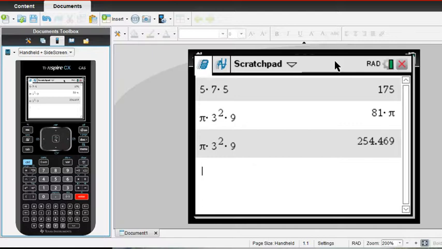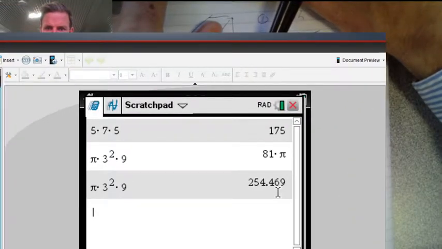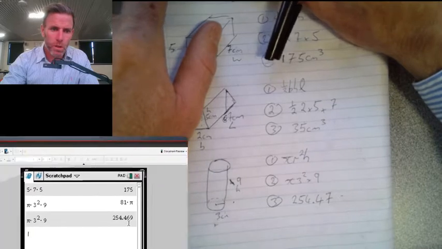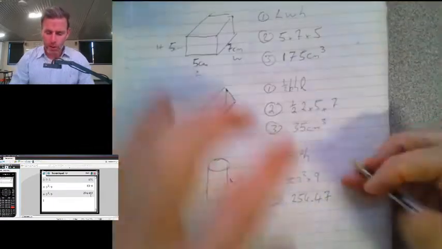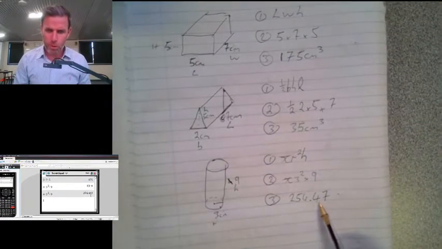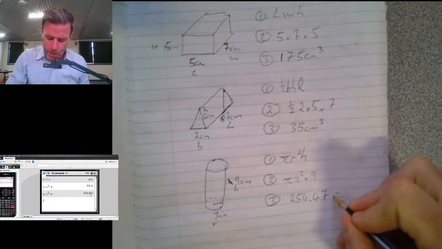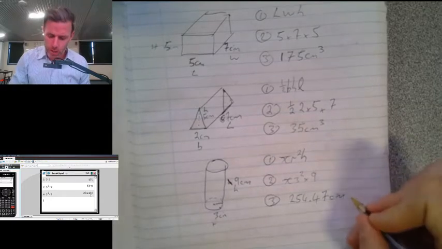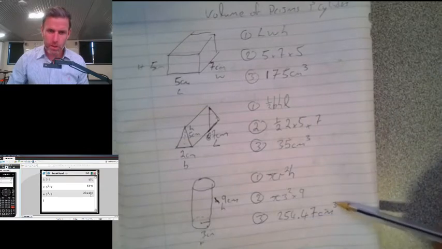So again here, if I come back to my page, you see I've already written in this answer. I've got the wrong screen here. How do I make that smaller? There's a lot going on. And I've actually already written in my answer here, so it's 254.47. And again here, I didn't write centimeters here, but it was centimeters. And because it's volume, it's centimeters cubed. So as you can see from all the answers, centimeters cubed, centimeters cubed, centimeters cubed.